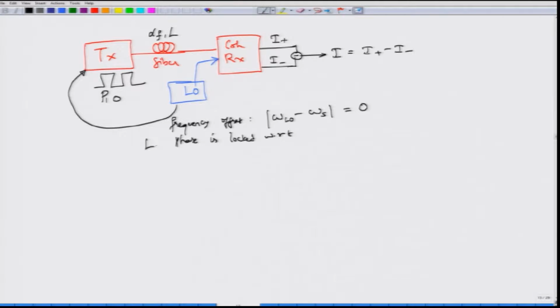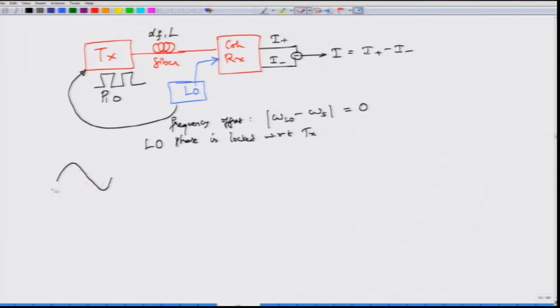So, which phase are we talking about? We are talking about the local oscillator phase, which is locked with respect to the transmitter phase. What do we mean by locked phase? What we mean here is that if this is how the phase of the transmitter is varying, then apart from a fixed offset, the phase of the local oscillator also tracks the phase variation of the transmitter. Of course, it will never be sinusoidal like this, but this was just used to illustrate the concept that the local oscillator phase is locked with respect to the transmitter phase.